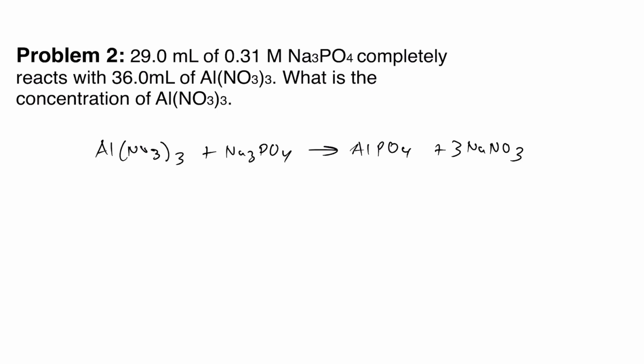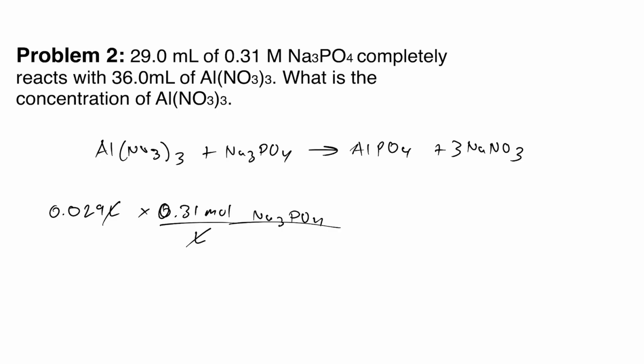We're once again going to start with our volume. We're going to try and calculate for moles of Na3PO4. So we're going to take our 29 milliliters and convert it to liters, which will give us 0.029 liters times our concentration for Na3PO4, which is 0.31 moles per liter of Na3PO4. So here we can see our liters are going to cancel and we're going to be left with moles of Na3PO4 on the top.